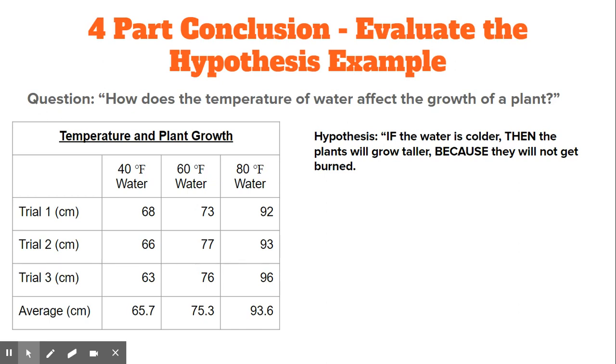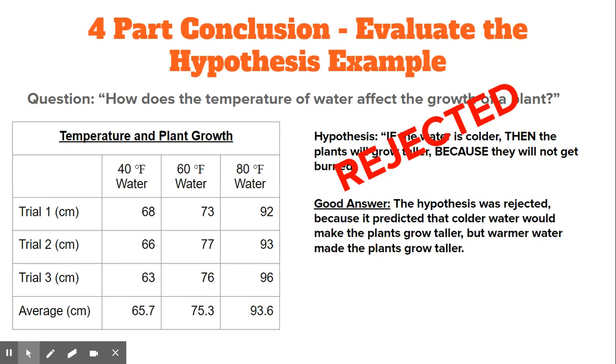Take a look at the data and the patterns. Did this hypothesis get supported by the data or did it get rejected by the data? This hypothesis was rejected. The data disagreed with it. The colder water did not grow taller. It was the shortest. And so you'd go on, a good answer would explain that the hypothesis was rejected because it predicted colder, but it was actually warmer that grew taller.